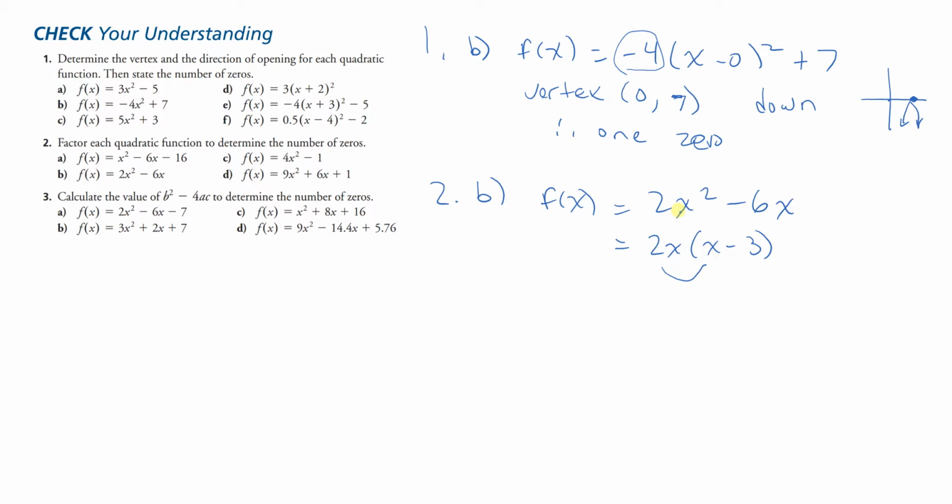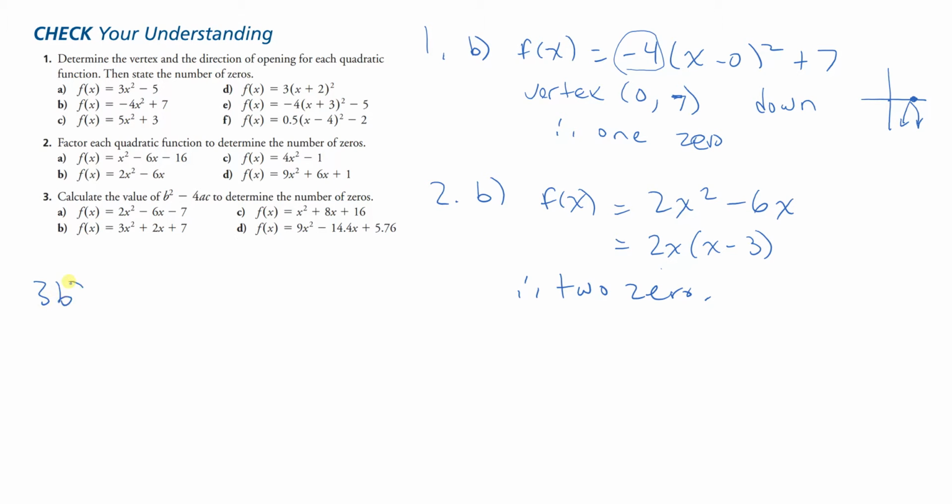2x times x is 2x squared, good. 2x times minus 3 is negative 6x, good. So it's in factored form now, and the question says, factor each quadratic function to determine the number of zeros. Well, I have a zero that's 0, and I have a zero that's 3. So therefore, there are 2 zeros.